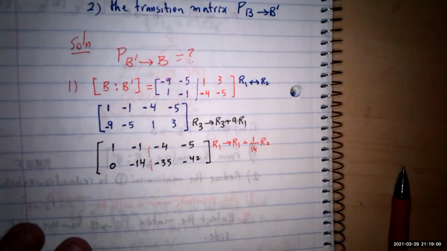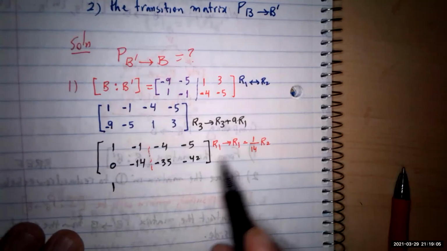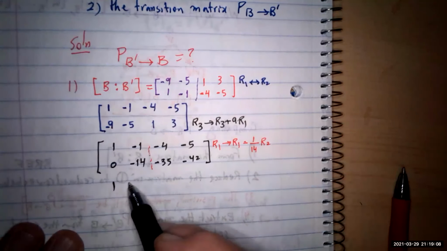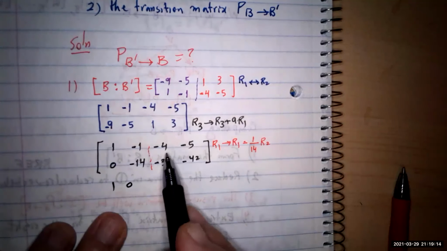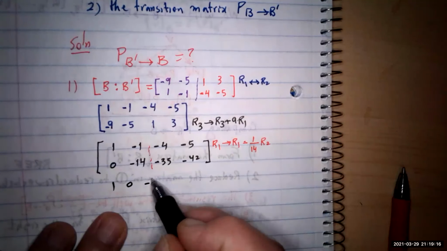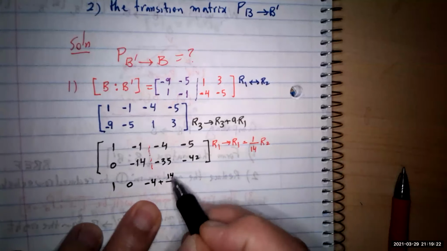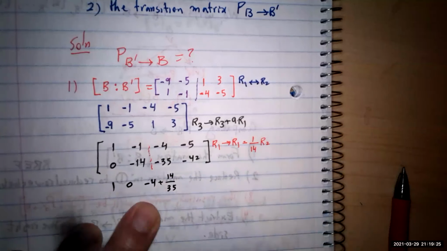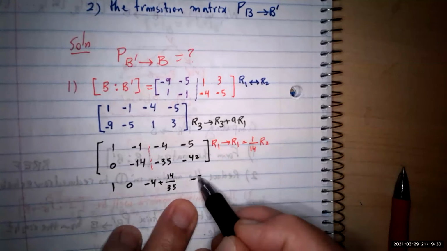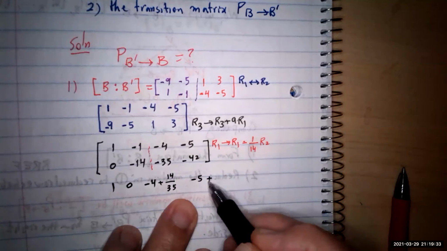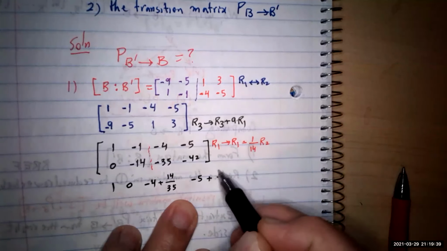So we continue. What we get now is 1. Negative 1 over 14 becomes positive 1, and negative 1 would be 0. But this is a little bit tricky, you've got to be careful. So it's going to be negative 4. I write it down there and simplify it. If you multiply that, it gives you 14 over 35. And over here, this is going to be a negative 5, and this is going to be a positive 42 over 14.